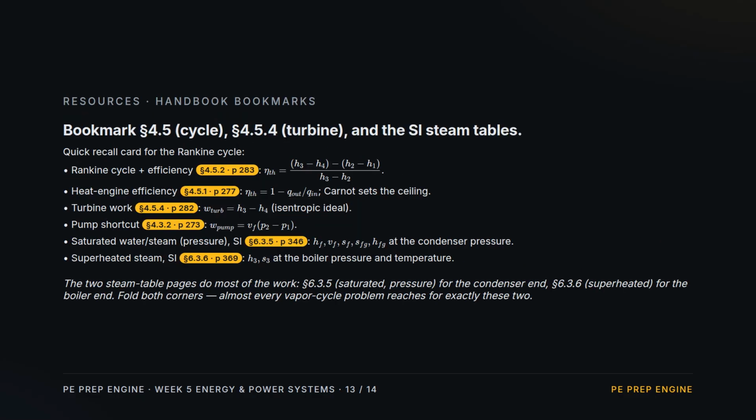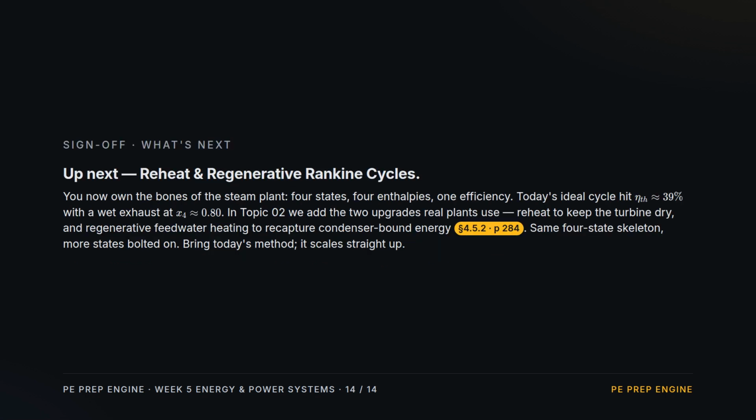Bookmark the cycle pages. The Rankine efficiency in enthalpy form. The heat engine form, 1 minus heat out over heat in, with Carnot as the ceiling. Turbine work, H3 minus H4. The pump shortcut, VF times the pressure rise. And the 2 steam table pages that do most of the work. Saturated by pressure for the condenser end, superheated for the boiler end. Fold both corners. You now own the bones of the steam plant.